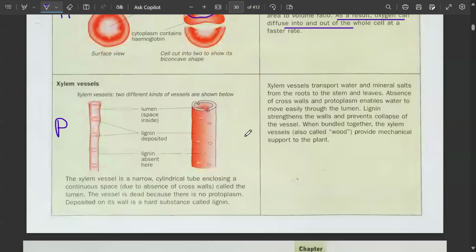Xylem vessel, another plant cell. Xylem vessels transport water and mineral salts from the roots to the stems and leaves. Absence of cross walls and protoplasm enables the water to move easily through the lumen. Lignin strengthens the walls and prevents the collapse of the vessel. And when bundled together, the xylem vessels provide mechanical support to the plant as well.